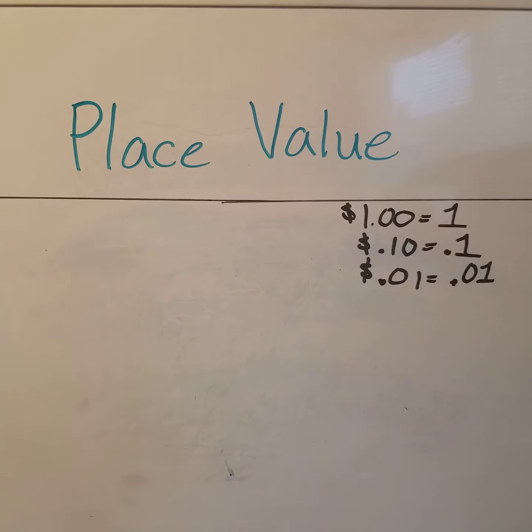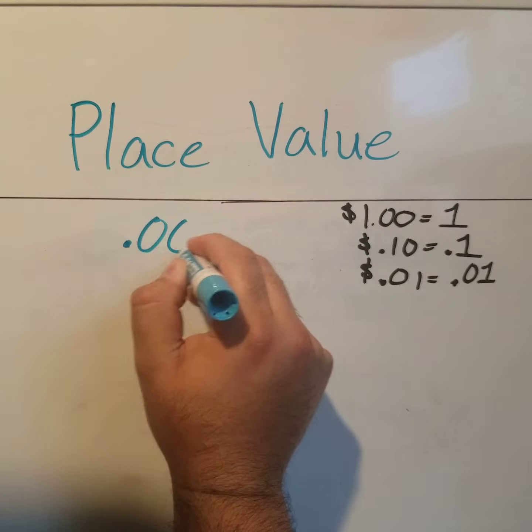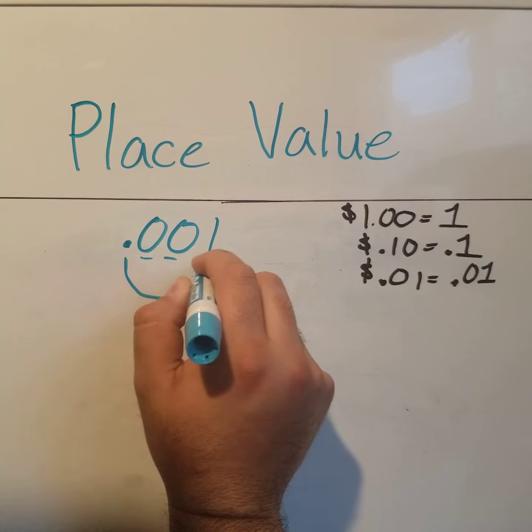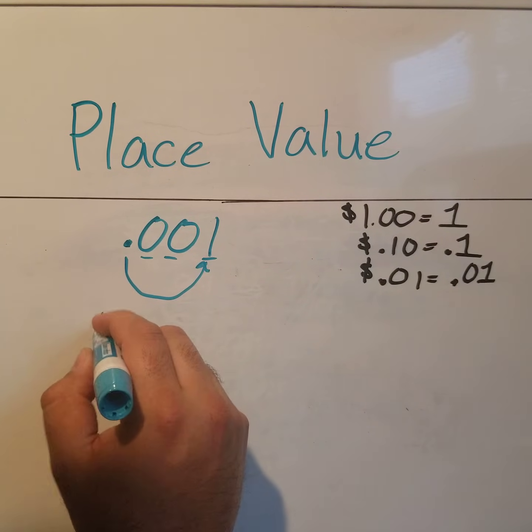All right, and for the last place, I'm going to give you the third digit to the right of the decimal point. Now this one I can't really explain in terms of dollars and cents because we don't go down to this small minute measure of money. This is the thousandths place.